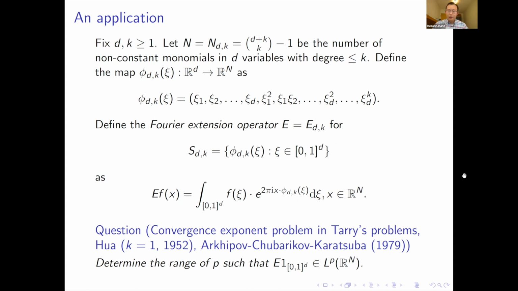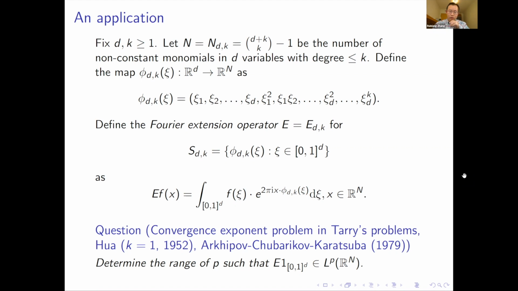If you have f equals to 1, then this is an object that shows up a lot, for example, in the circle method. It's known as the singular integral there for many problems, especially for multi-dimensional Tarry problems in our context. So there's this question about the convergence exponent problem in Tarry problems, and it's raised by Hua when he studied Tarry problems. So I wouldn't talk about Tarry problems today, since it's not directly related, but I'll just talk about this question.